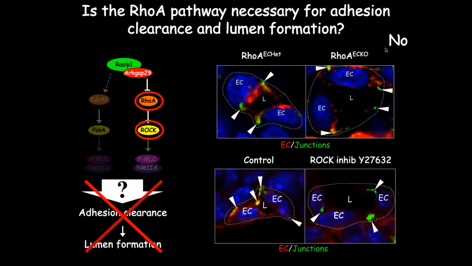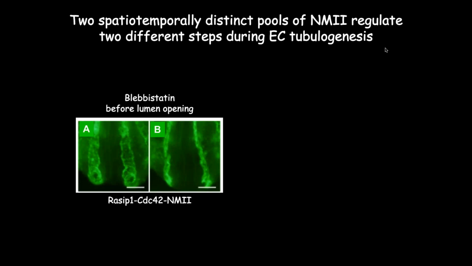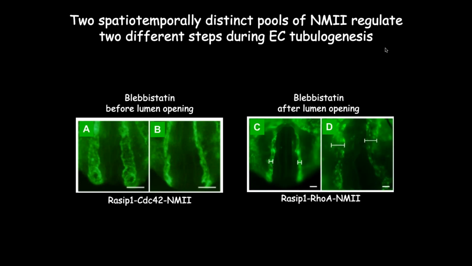In fact, the Rho pathway was not important for junctional clearance, but it was important for some aspect of lumen formation, since the lumens were really big. So this helped us clarify the two sides of the coin. Both pathways are known to be upstream of non-muscle myosin, one positive, one negative. We were confused: how could non-muscle myosin have opposite roles on the same process? The answer really came with this experiment. I'm going to show you two blebbistatin experiments, one done prior to lumen opening, which I've told you before blocks lumen formation, and then one done after lumen opening.